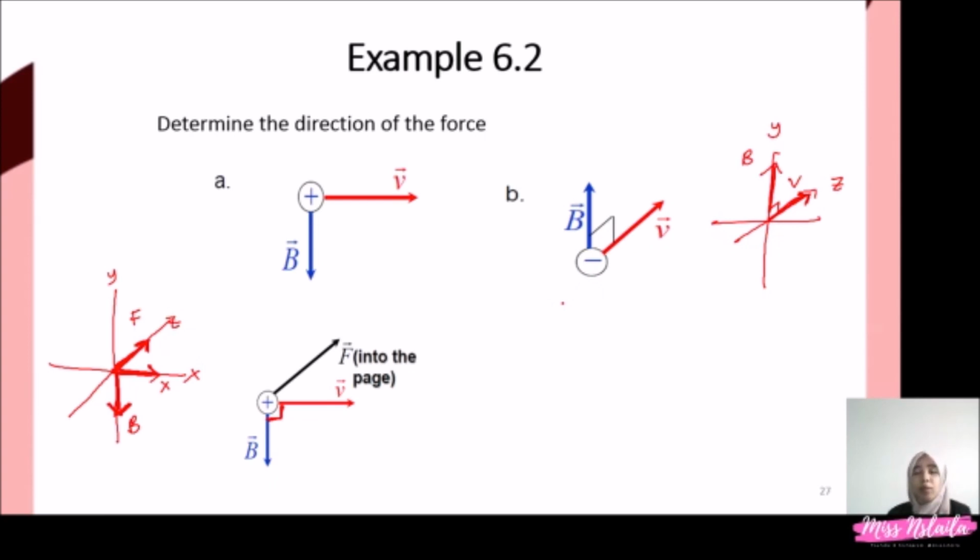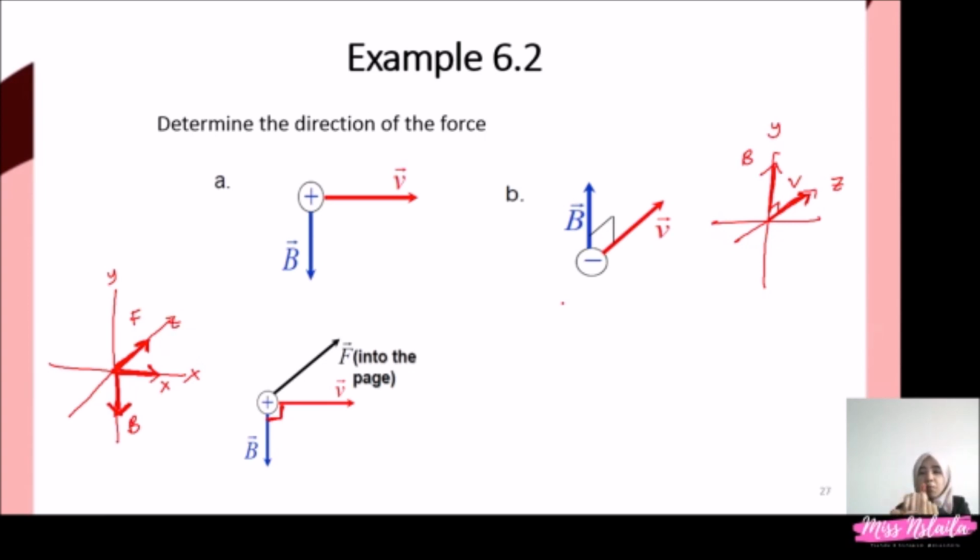Okay, kalau method 1, FVB, saya pakai tangan kiri. So V is into the screen or into the page, B is upward, then we'll get the direction of F to the right. Okay, ataupun nak pakai tangan kanan juga. Contohnya, saya nak pakai method 1 tapi saya nak pakai tangan kanan juga walaupun dia adalah negative charge. So saya buat juga FVB, V into the screen ataupun into the page, B ke atas. Saya akan dapat force saya ke kanan.